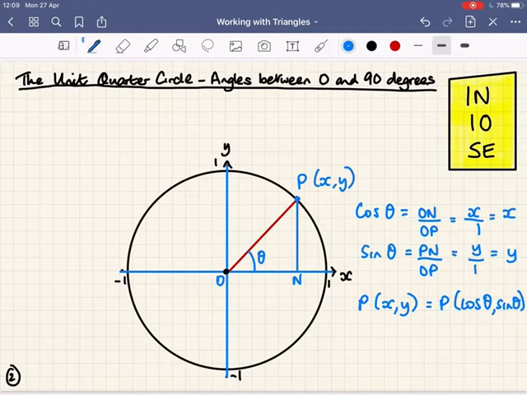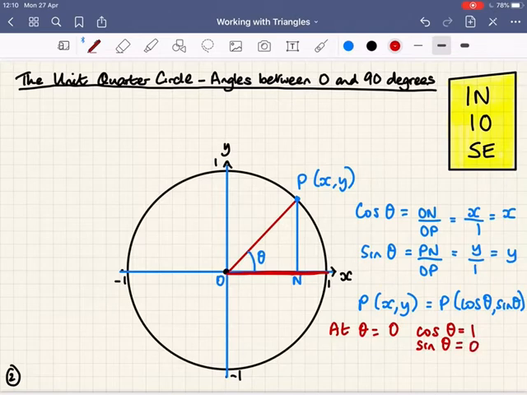If I move that red line to a number of different points, for example right onto the x-axis, what would that tell me? At that point my coordinate is (1, 0). So at theta equals 0, the x coordinate, which is cos theta, is equal to 1, and sine theta, which is the y coordinate, is equal to 0.